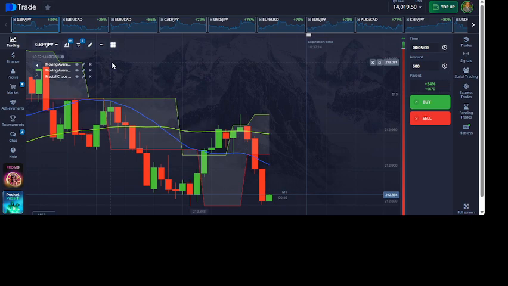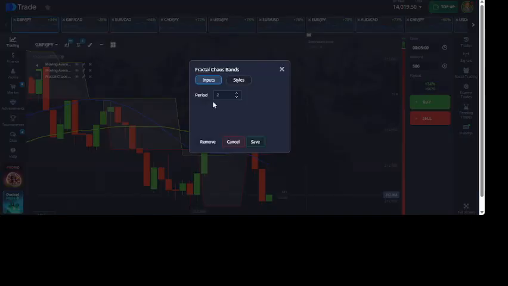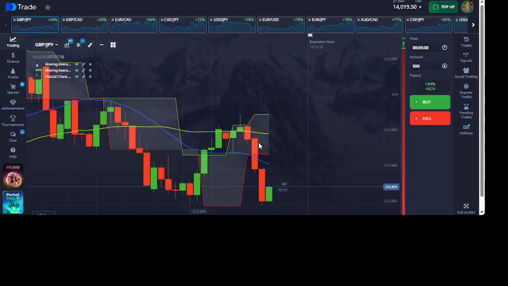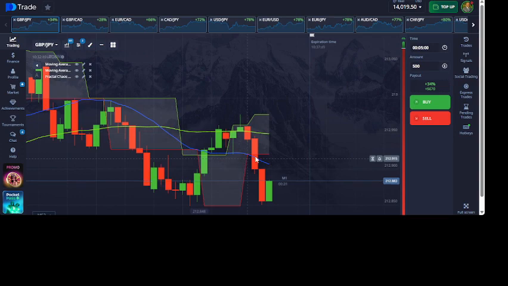And for the Fractal Chaos Band settings here, I have the period set to 2, which is the default setting. And in the style settings, I've changed the background color to white, so we can save that. And the reason why I changed the color is that we can see the red and the green lines here. The green lines represent dynamic levels of resistance, while the red lines represent dynamic levels of support.